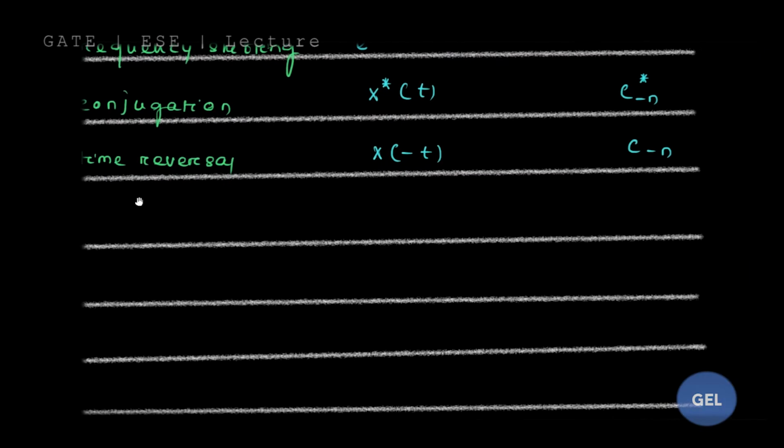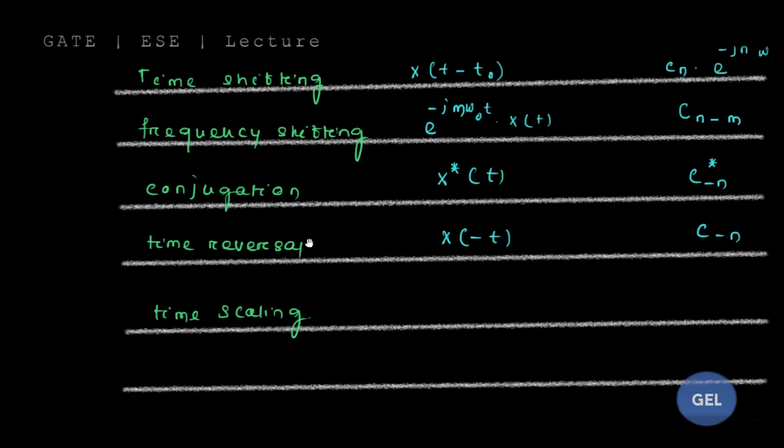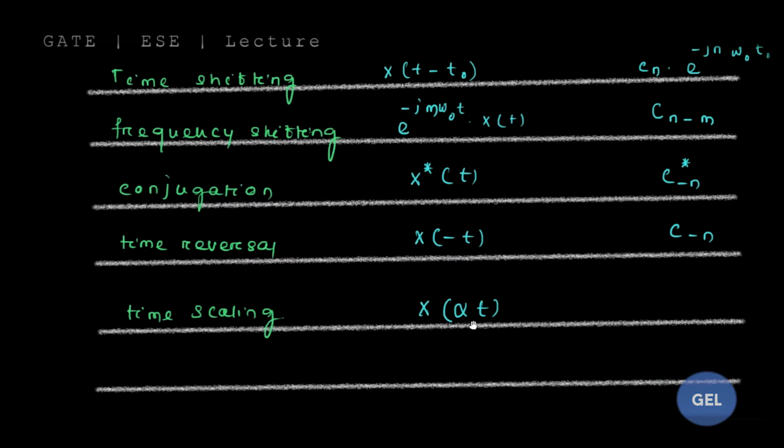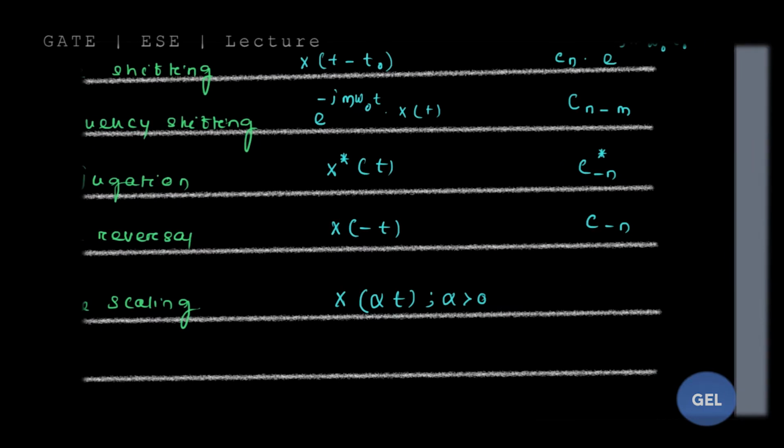Clear this concept? Now we have done the time shifting, we have done the time reversal, and let's do the time scaling. That means I am going to replace x of t by x of alpha t, and x of t is periodic with period t by alpha, where alpha is greater than 0. In that case cn will not change.